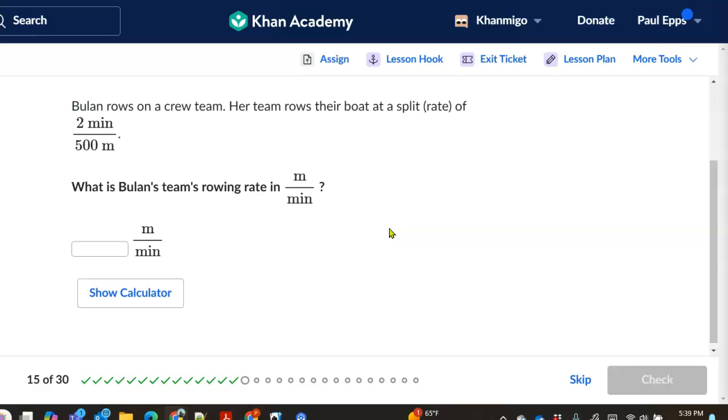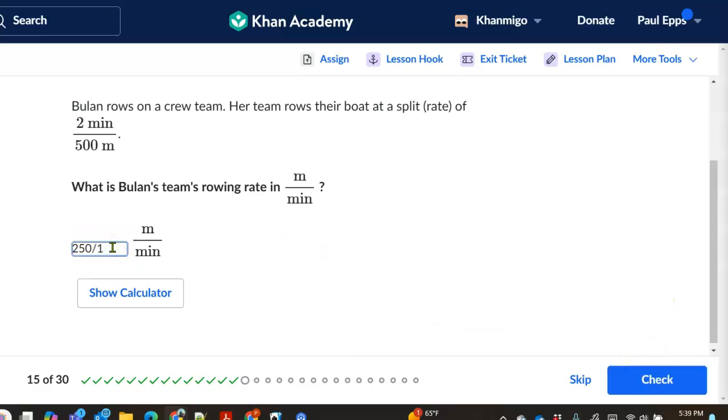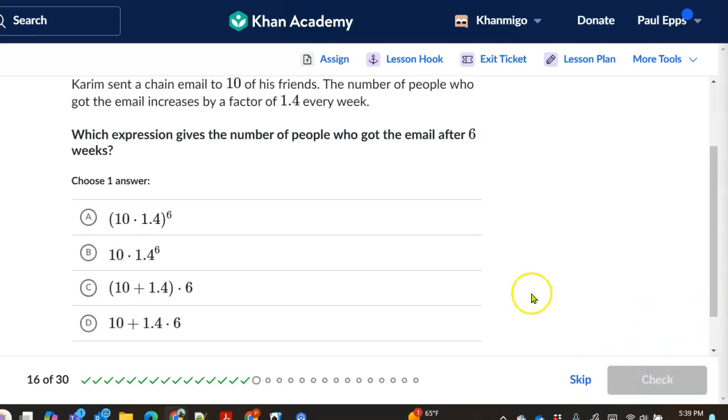And would we get credit for either one, or is one of them going to be marked wrong? I mean, all you have to do is flip it over. So it's 500 meters to 2 minutes, but nobody gives meters per minute, per 2 minutes. I mean, I'm just going to say it's 250 per minute. It needs to be simplified. Oh, I see. Oh, okay. So he's just going to say 250 meters per minute. Okay.